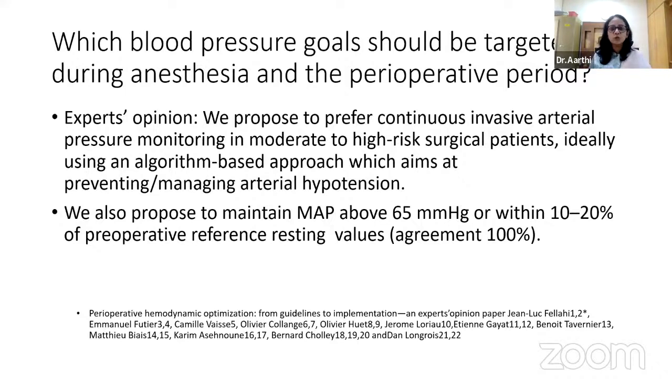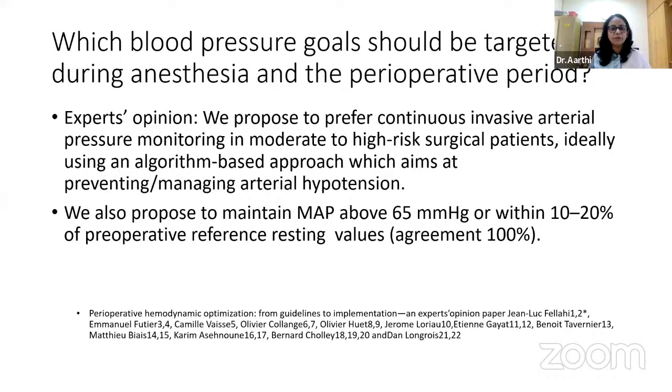Which blood pressure goal should be targeted during anesthesia and the perioperative period? The expert opinion was, we propose to prefer continuous invasive arterial pressure monitoring in moderate to high-risk surgical patients, ideally using an algorithm-based approach. As I said earlier, the algorithm which is used to assess the blood pressure monitoring is for preventing and managing hypotension. So what is the MAP target?